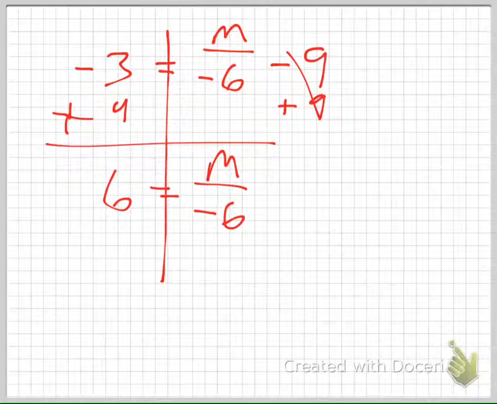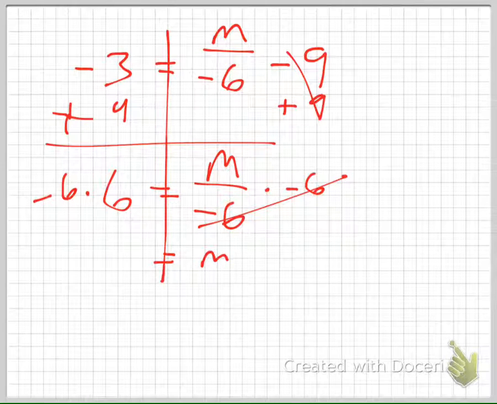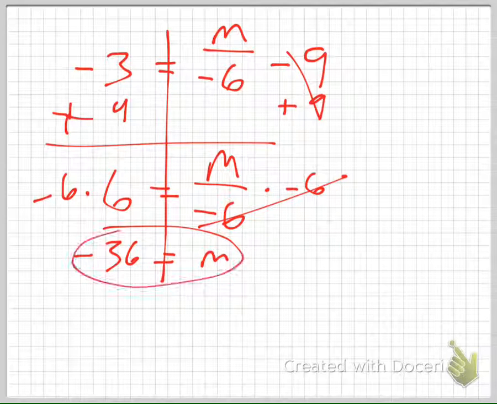6. Is the variable happy? No. Being divided by negative 6. Opposite of divide by negative 6? Multiply by negative 6. They're gone. m equals negative 36. Now, you're in algebra now. You can leave it like that. You can leave it, number equals variable. It's not my favorite, but you're allowed to do that. Okay?